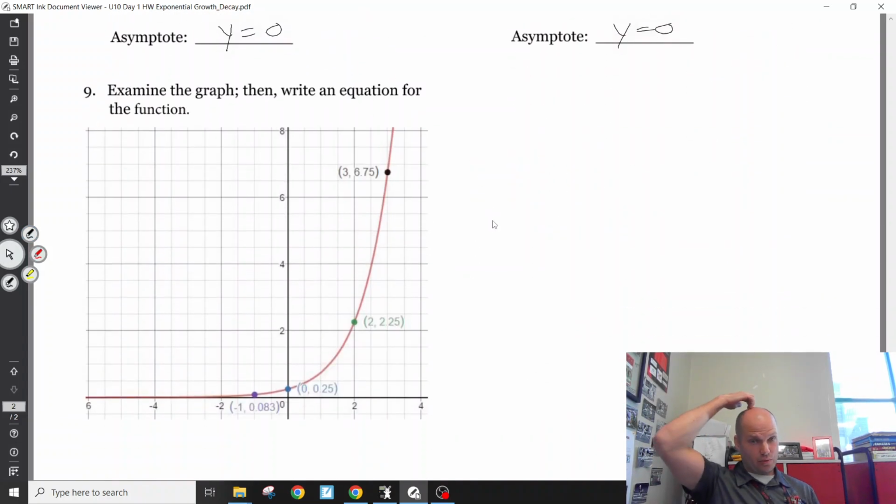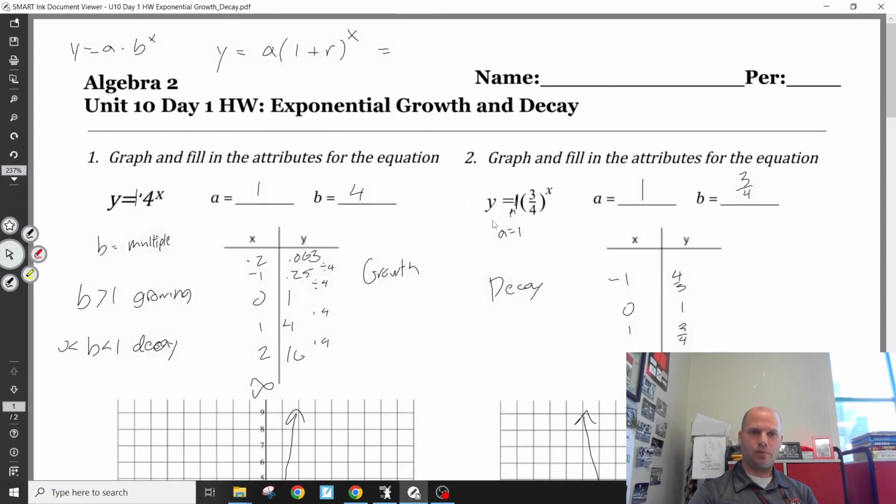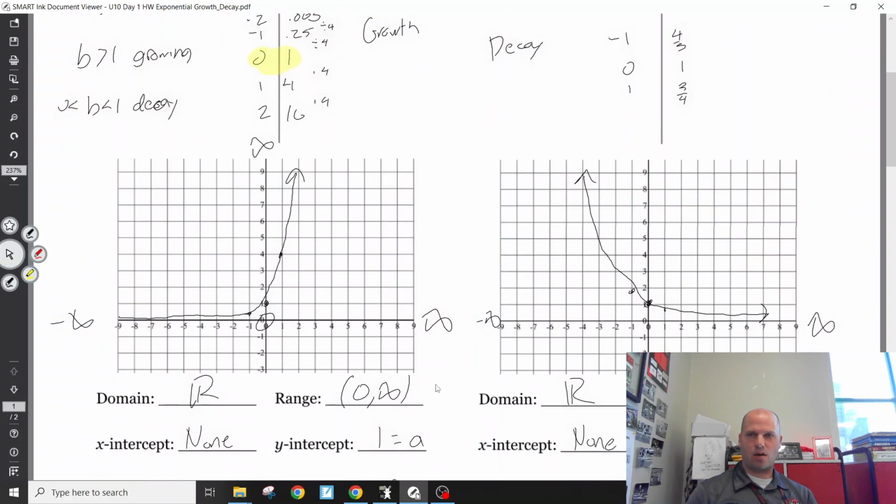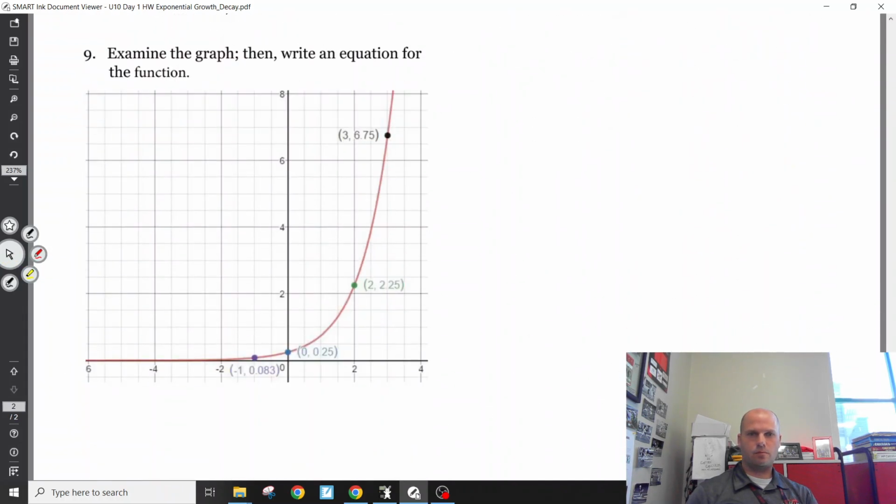The last question we have is to get the equation of this graph. It might seem intimidating, but it's really no big deal if we go back to our table and understand something. Our initial value always occurs at time 0, so we can get A just by looking at our y-intercept. Our y-intercept is A, and we're looking at A times B to the x. So my y-intercept is 0.25. Cool.